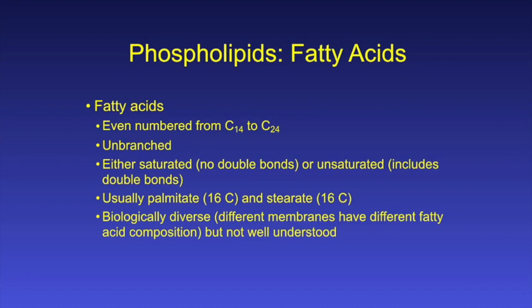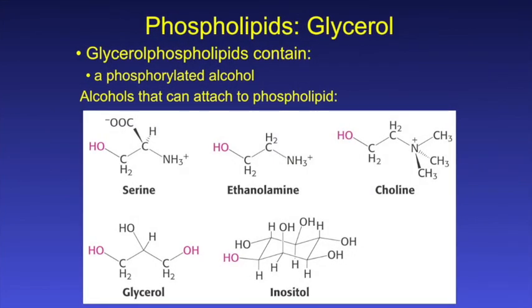And the biological diversity is not well understood, even to the point that we don't even classify most phospholipids. We don't tell you what the fats are. What we focus in on is what the polar head group is. As long as they're a long chain fat, we really aren't sure why they're there or what diversity gives the membrane. So what you do need to know, though, is the alcohols. These are the most often used alcohols: serine, ethanolamine, choline, glycerol, and inositol.